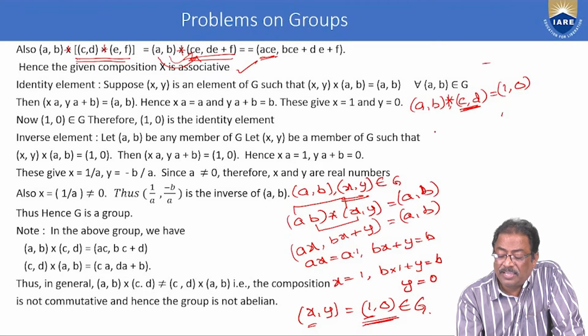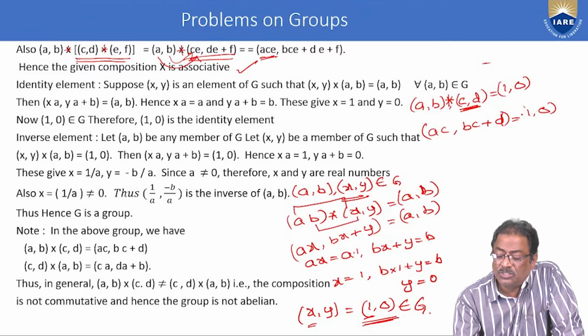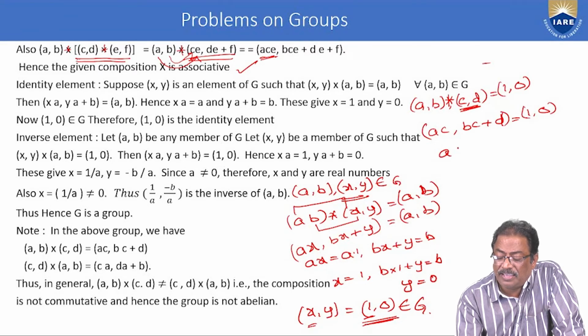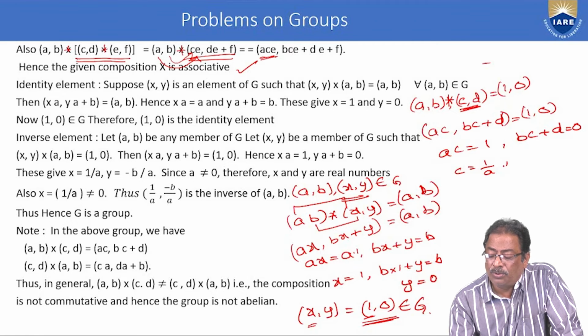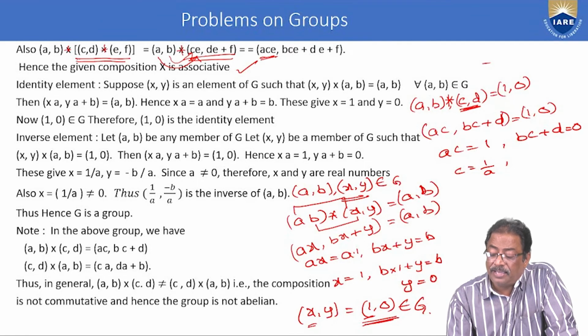Now AC, BC plus D is equal to (1, 0). So AC is equal to 1, and BC plus D is equal to 0. Now I am going to calculate C: C is equal to 1 by A. And now what is D? I have to calculate D. What is D?